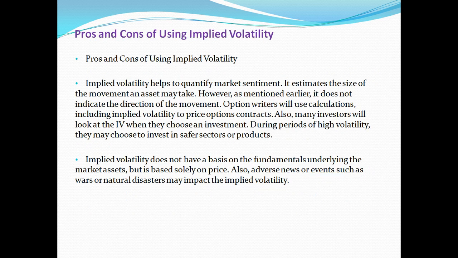So, pros and cons of using implied volatility. Implied volatility helps to quantify market sentiment. It estimates the size of movement an asset may take. However, as I mentioned earlier, it does not indicate the direction of movement. Option writers will use calculations using implied volatility to price option contracts, and many investors will also take IV into account when choosing an investment during periods of high volatility. They may choose to invest in safer sectors and products.